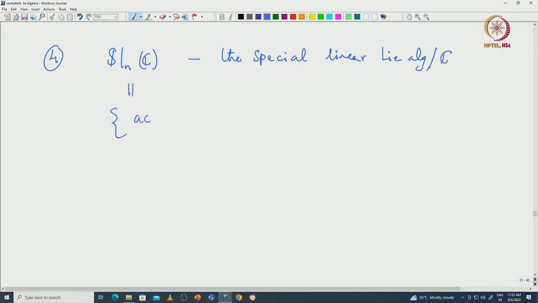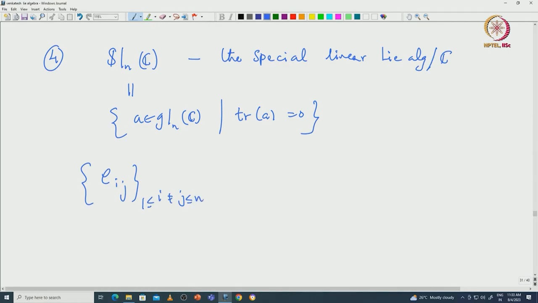By definition, this is those A in gl_n(C) such that the trace of A is 0. It is not hard to see that this sl_n(C) is a Lie subalgebra of gl_n(C). That is some elementary calculation, I will leave it to you. Now, using the standard basis of gl_n(C), we can come up with a standard basis of sl_n(C). It is all traceless matrices. For example, I can take all these E_ij for i not equal to j; they are all traceless matrices. Then they do not include diagonal matrices. To include diagonal matrices, you take a basis for the diagonal matrices, because the traceless condition says the sum of the diagonal entries must be 0.